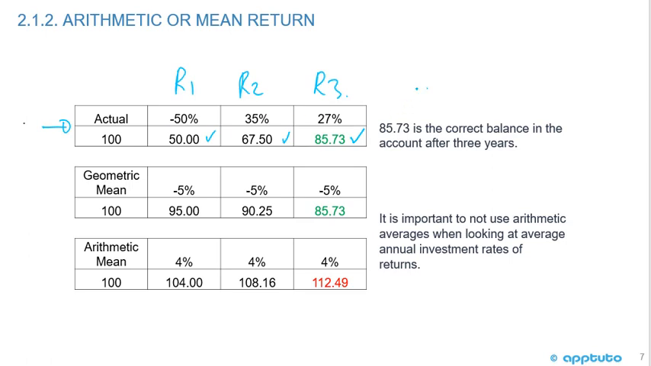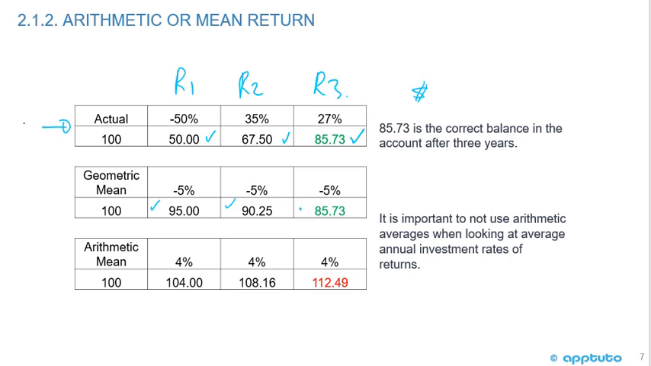So that's why I said if we're looking at investment returns, that's the correct balance. And if you use the geometric return of negative 5%, 100 times negative 5%, 95. 95 times negative 5%, 90.25.